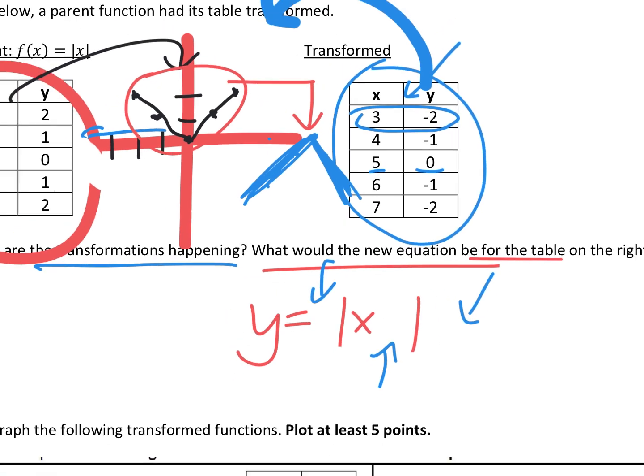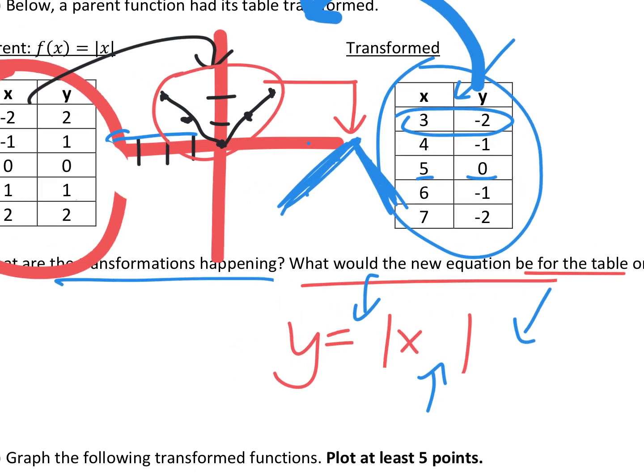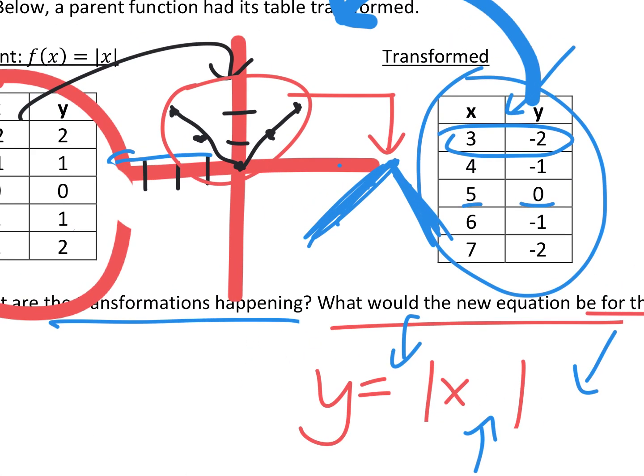Now you could have actually just thought it through and said, look at how all of these numbers just turn negative. But then you're going to have to think through, if all my y's turn negative, what kind of reflection is that? And I think that's harder. I personally think when you look at it, you go, oh, it's reflected, it's flipped.